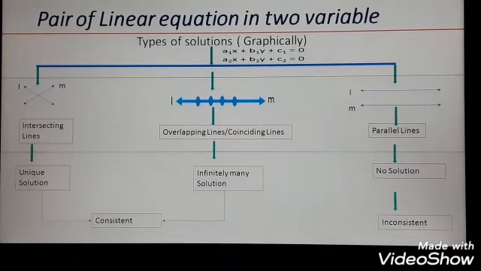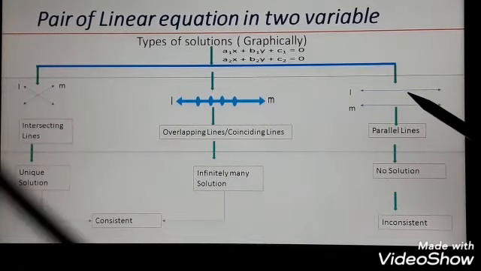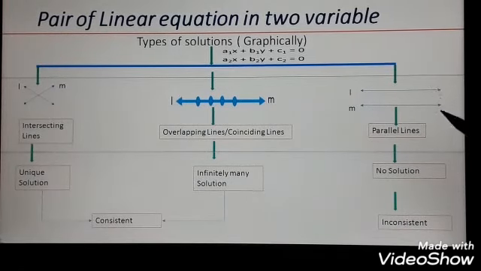In the third type of solution, we can have parallel lines. In parallel lines we don't have any common point, so there is no solution, so they fall in the category of inconsistent equations.